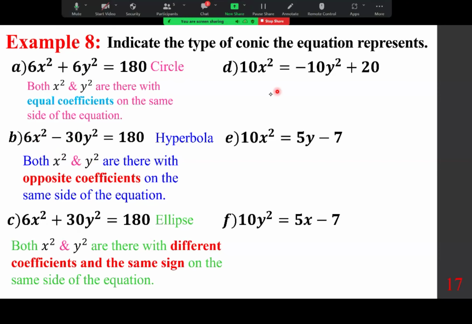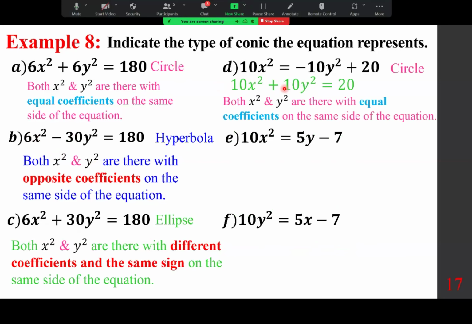So for this one, we're going to move this. The moment you move this, you see identical coefficients for x squared and y squared, therefore it's a circle. So this is the same as this one. Both x squared and y squared are there with equal coefficients on the same side of the equation.